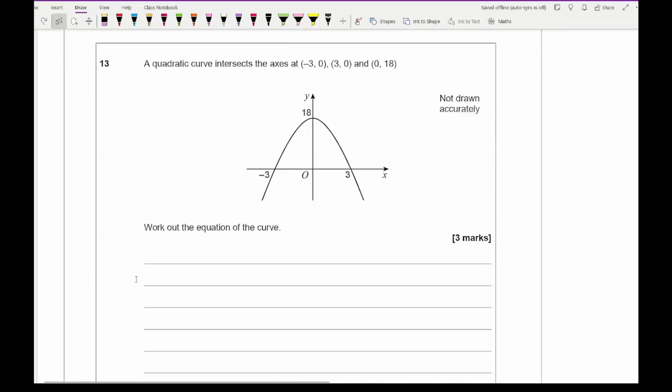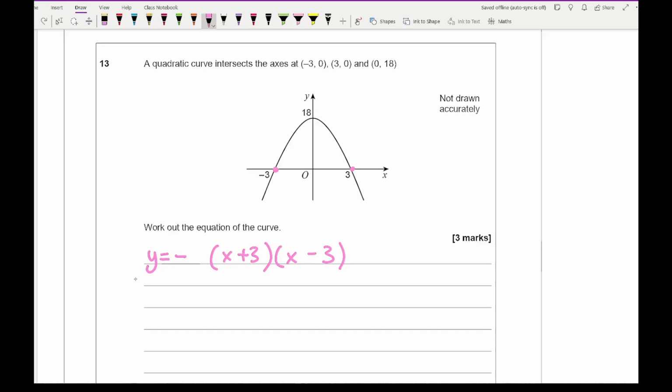Then moving on to question 13, it says the quadratic curve intersects the axes at (-3, 0), (3, 0) and (0, 18). Work out the equation of the curve. Now for this is involving graph transformations. So looking at this, in order for us to have roots of minus 3 and 3, then y needs to have the values of x plus 3 and x minus 3. Now the problem with this is that this will give a U shape and we want an N shape. So that means I need to change the sign of the function, which gives minus.